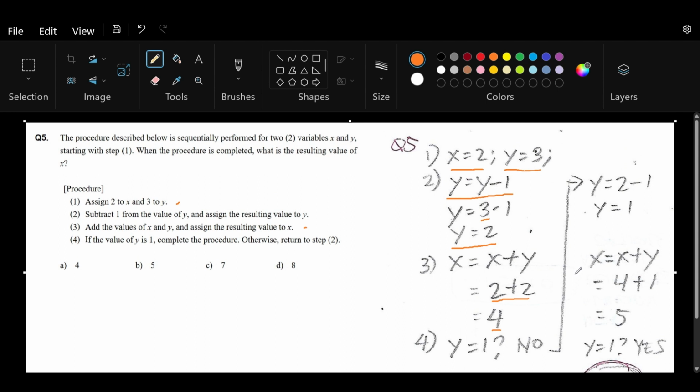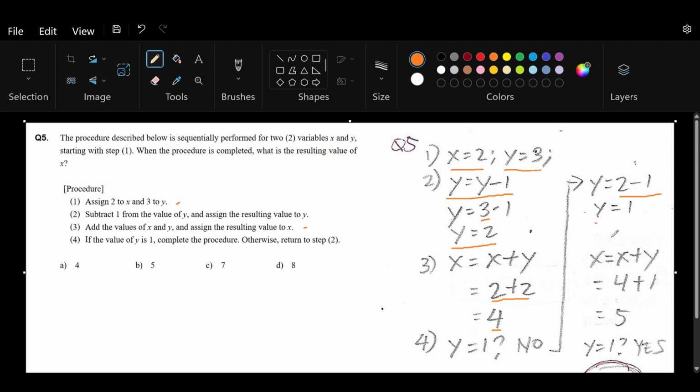For step number 2, what we need to do is subtract 1 from the value of y and assign the resulting value to y. That's why y is equal to 2 minus 1. And because 2 minus 1 is 1, we put that into the value for y.